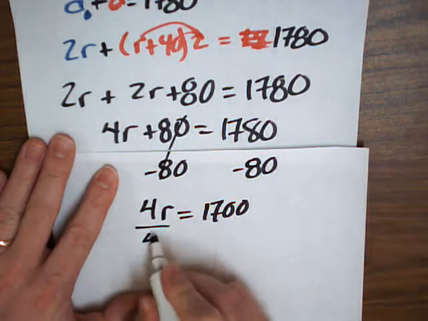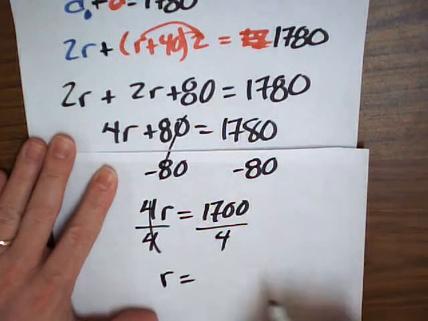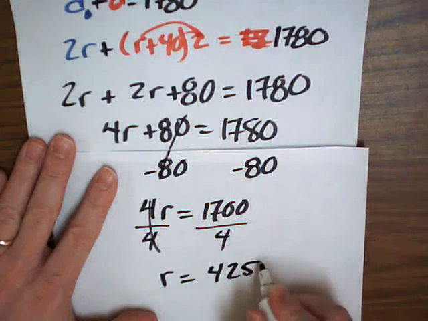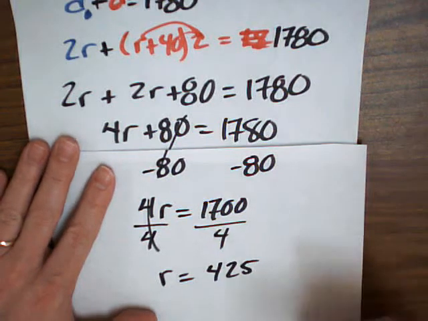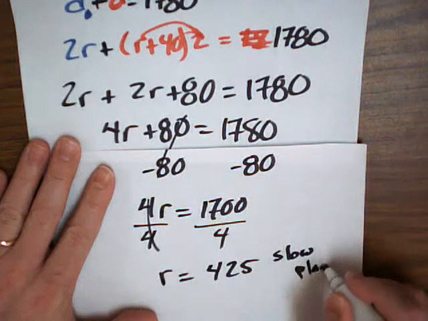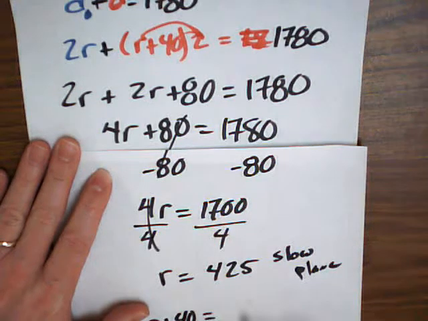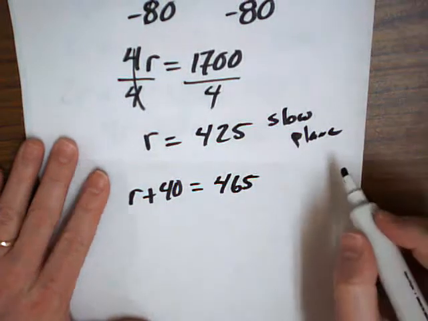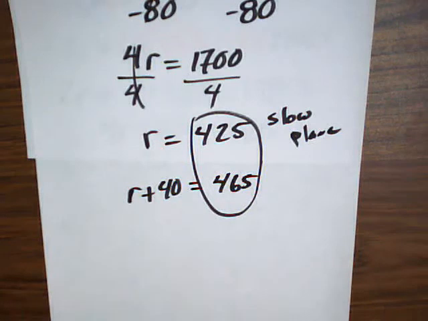Now you divide by 4. So, somebody help me out. 1700 divided by 4. 425. That went with the blue plane, right? Which was the slow plane. This R is the slow plane. So that means the fast plane was R plus 40, right? So it's 465. And there would be your two answers.